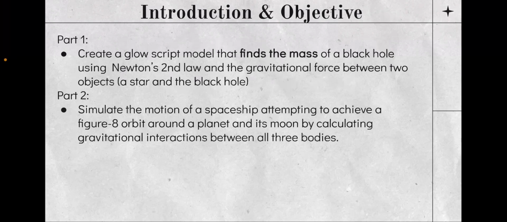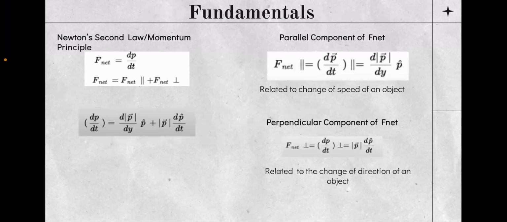So to introduce this lab, in the first part, we created a GlowScript model to calculate the mass of the black hole using Newton's second law and the gravitational force between the star and the black hole. In the second part of the lab, we simulated the motion of a spaceship attempting to achieve a figure-eight motion around a planet and its moon by calculating the gravitational interactions among all three bodies.